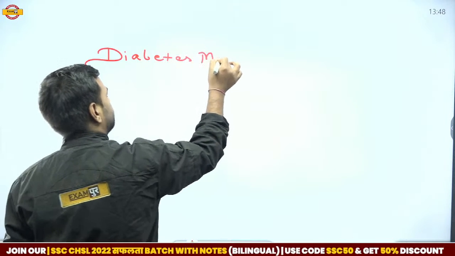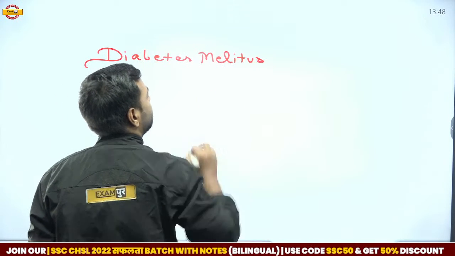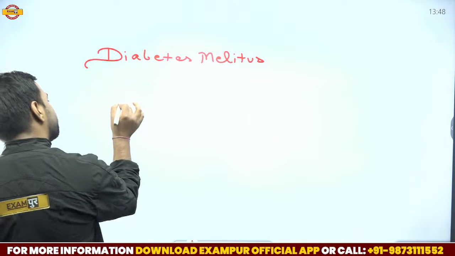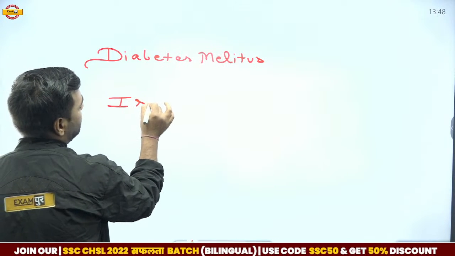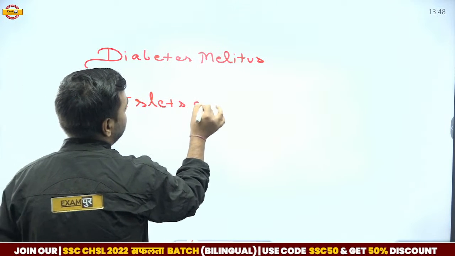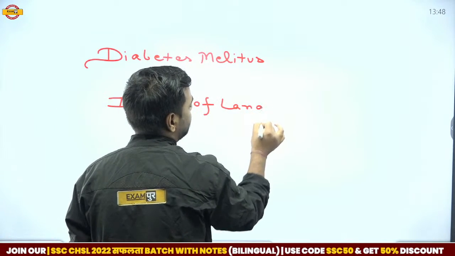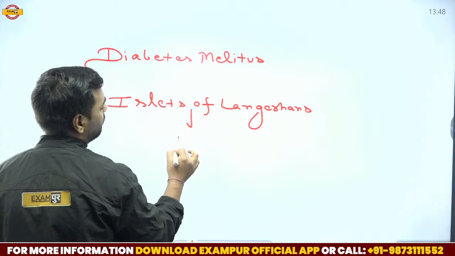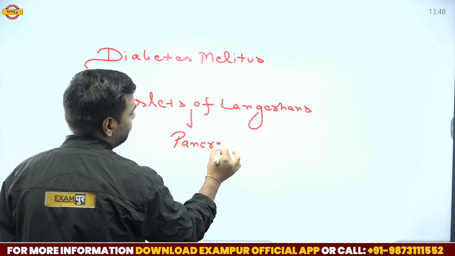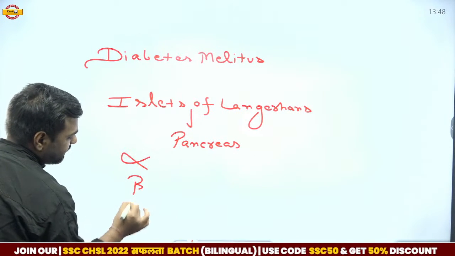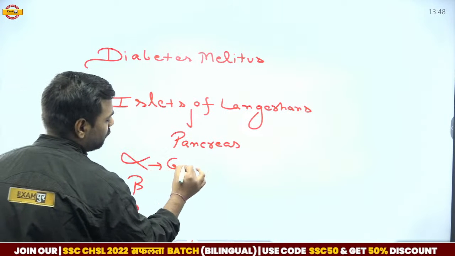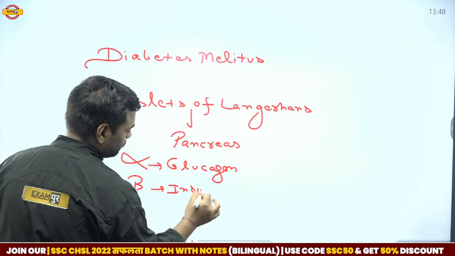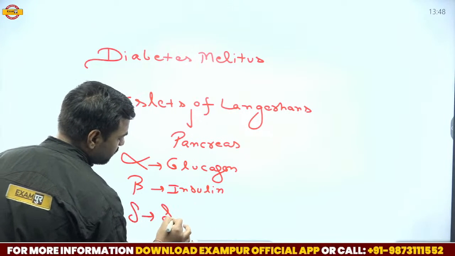Diabetes mellitus. Now what is this diabetes mellitus? Diabetes mellitus is a scenario where there's a part within our body that is islets of Langerhans. Islets of Langerhans are actually the part of pancreas, from where we have alpha cell, beta cell, delta cell. From alpha cell we have glucagon. From beta cell we have insulin. And from delta cell we have somatostatin.